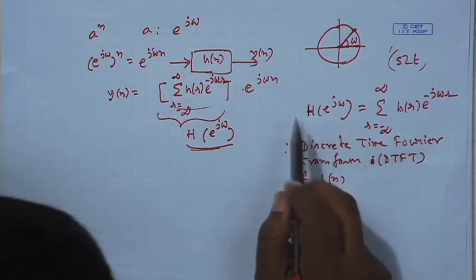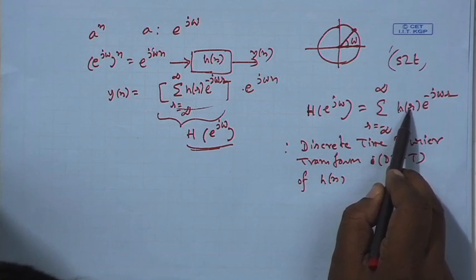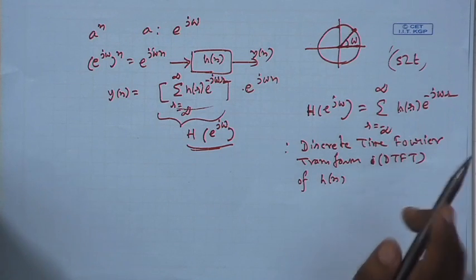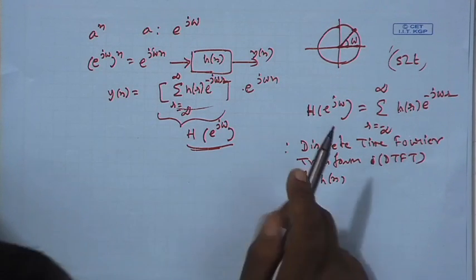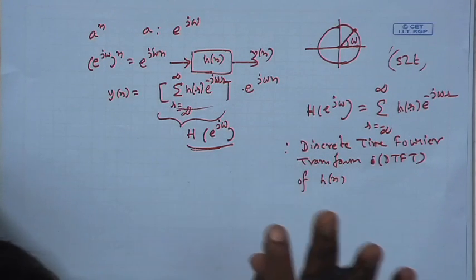In fact, this is related to the analog Fourier transform, that is, if the sequence h n has been obtained by sampling an analog function, then the Fourier transform of that analog function, the analog Fourier transform, and this discrete time Fourier transform, they will be related. That we will see later.